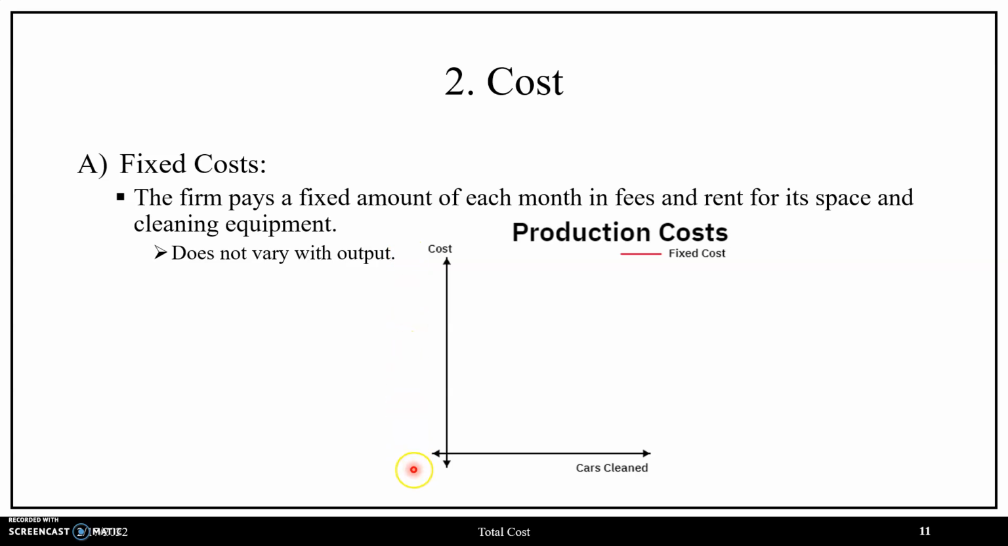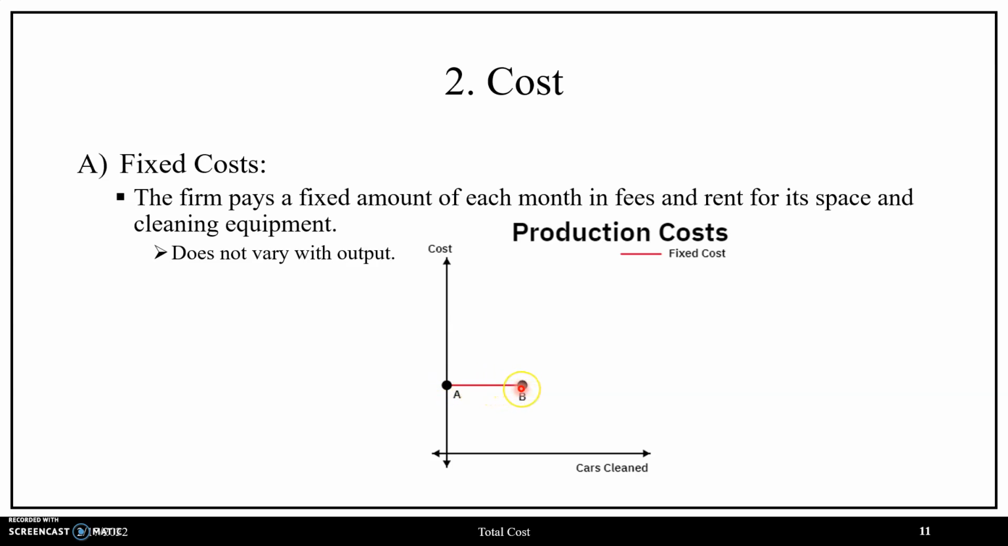Cost is going to be on the vertical axis, and cars cleaned is going to be on the horizontal axis. In terms of this rent for the space and the fees for the cleaning equipment, if the firm is cleaning 0 cars, such as we see at point A, they still have to pay for this rent and fees for the space as well as for the cleaning equipment.